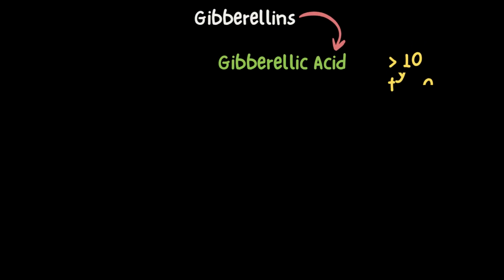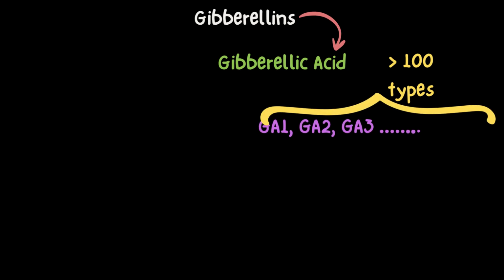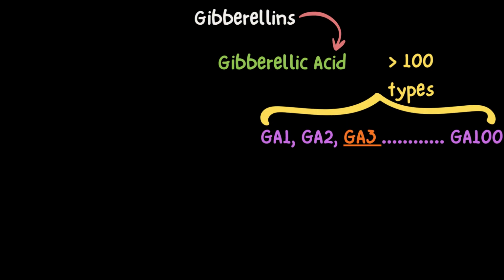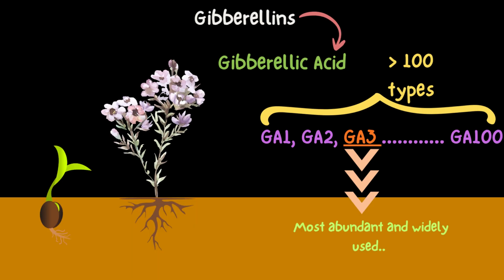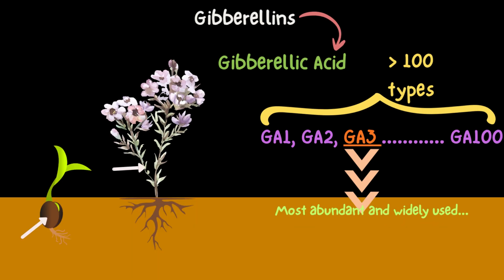Next, we move on to gibberellin, also called gibberellic acid. So there are more than 100 types of gibberellic acid known, like gibberellic acid 1, 2, 3, and so on. But among these, gibberellic acid 3 is the most abundant and most used gibberellin. Gibberellins are produced in germinating seeds, shoots, roots, and growing buds, leading to the overall growth.